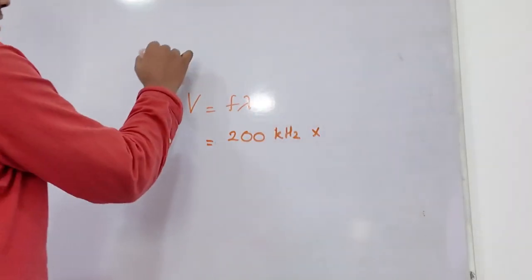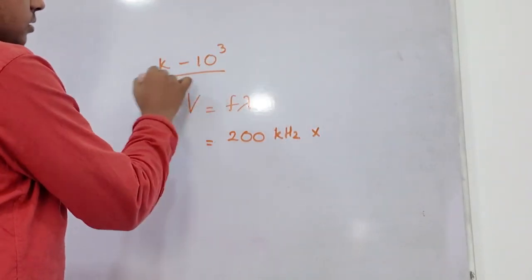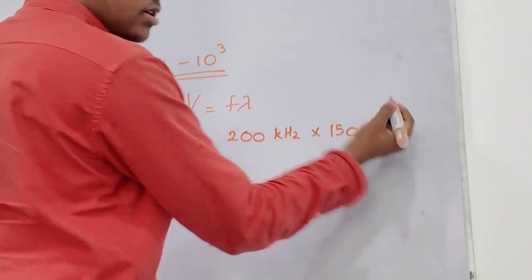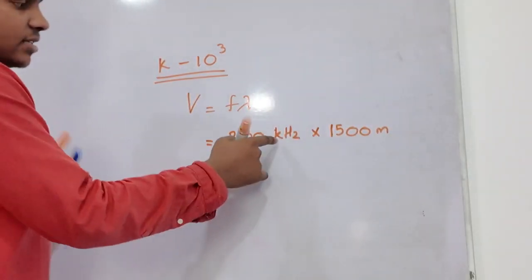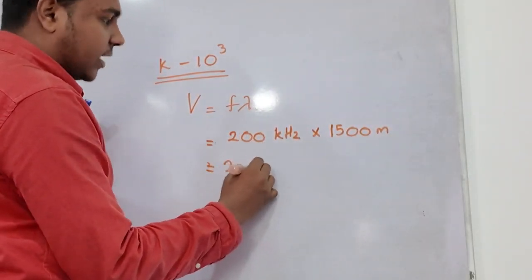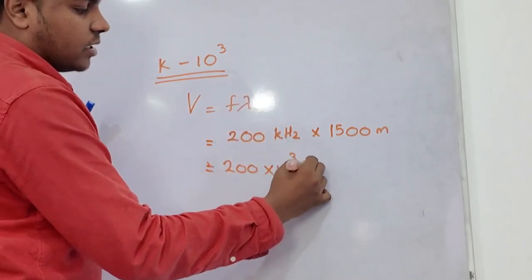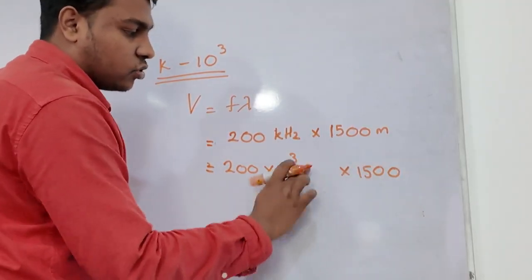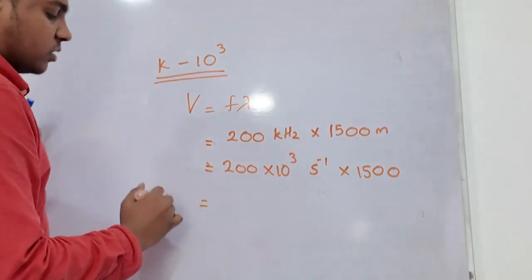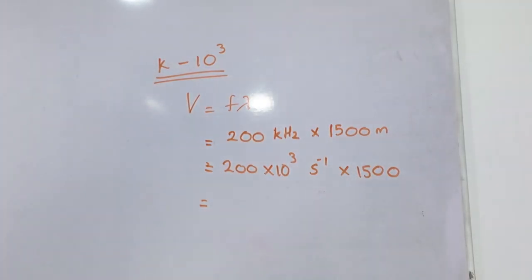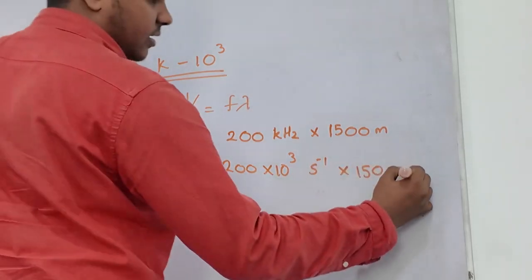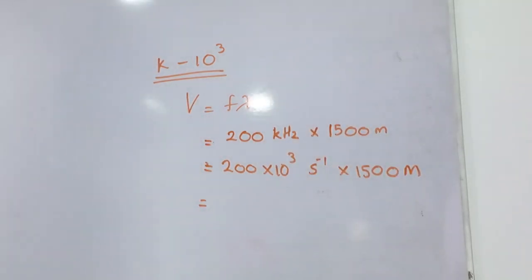Remember kilo is 10 to the power 3? Then what is the wavelength? 1500 meters. Instead of kilo, let's write 10 to the power 3 hertz. This kilohertz is equal to that times 1500. You know hertz is s to the power minus 1. Since it is the velocity we are finding, the final answer we should get is in ms minus 1, basically.